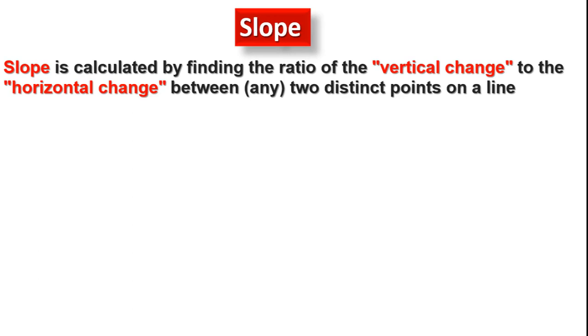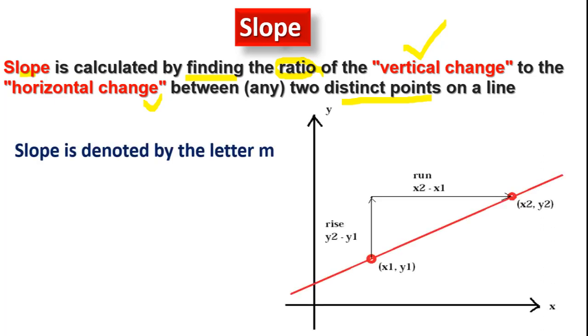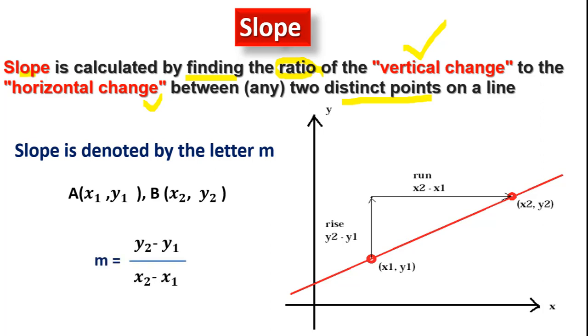The general definition is: slope is calculated by finding the ratio of the vertical change to the horizontal change between any two distinct points. Once look at the formula in the graph here.